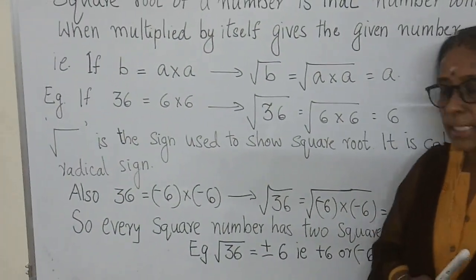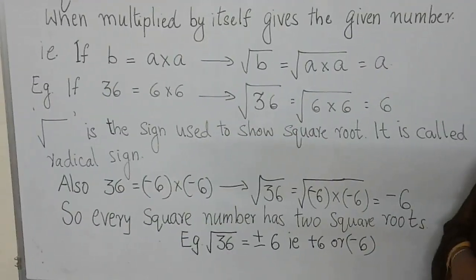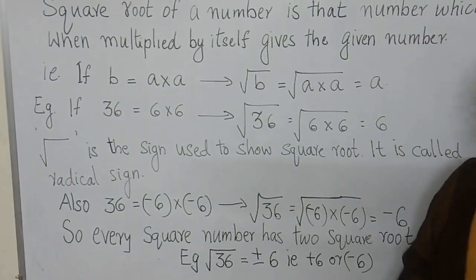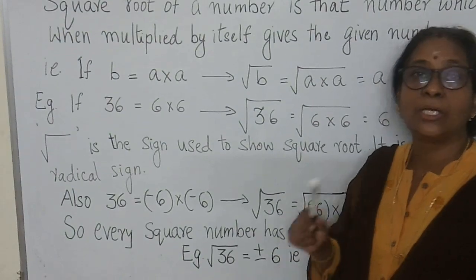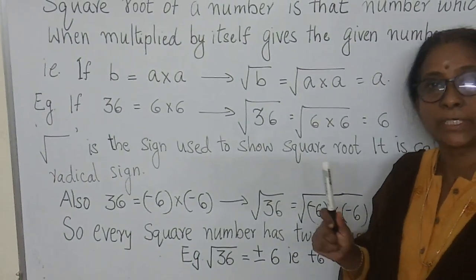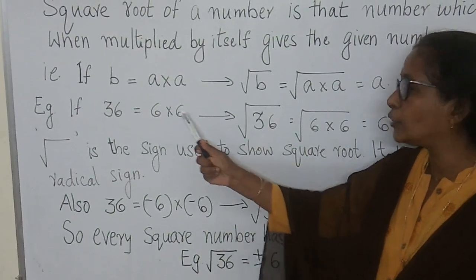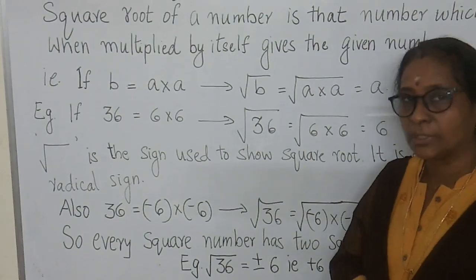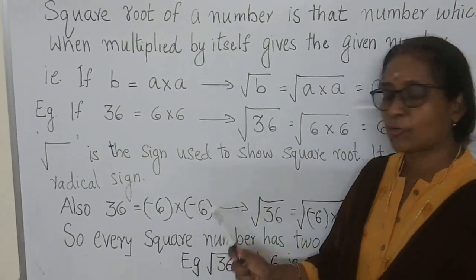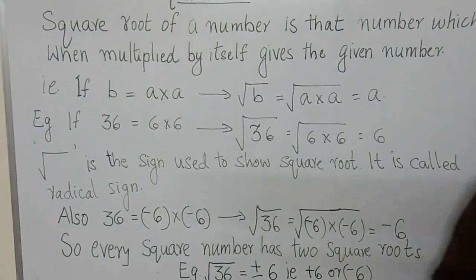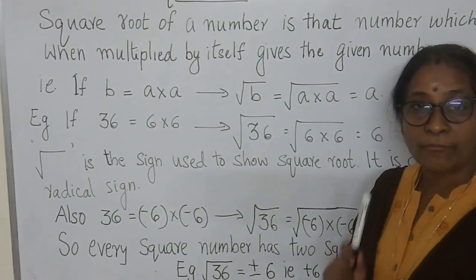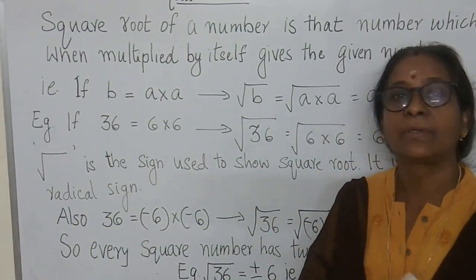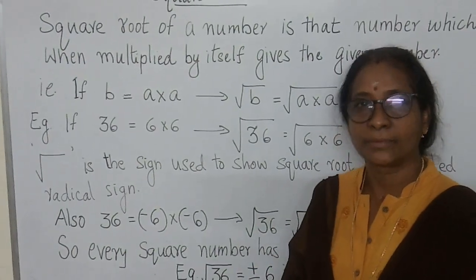Now 36 can also be written as minus 6 into minus 6. When you learnt integers, you learned that when you multiply two similar signs you get a plus sign. So here you got plus 6 into plus 6, and here minus 6 into minus 6 is also 36. So here the square root will also be minus 6. So what does it show? For every square number there are two square roots. One is positive and the other is negative.